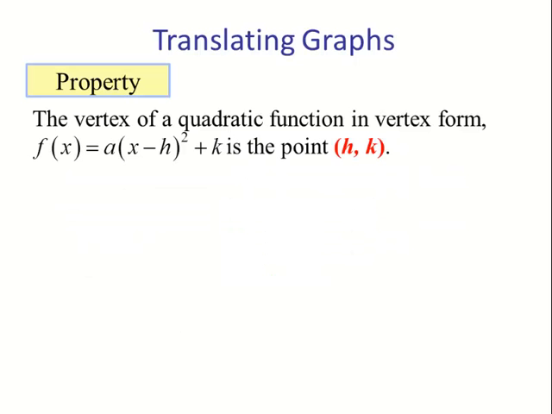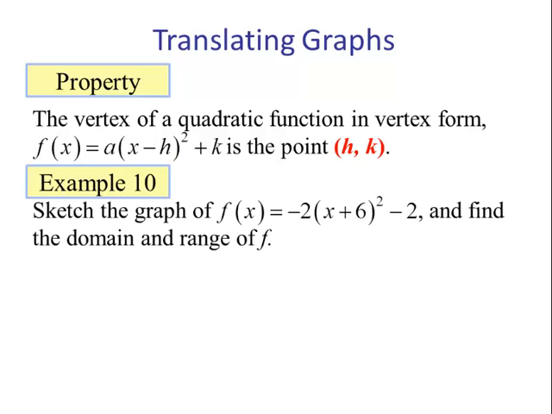Lesson objective: translating graphs. Property: the vertex of a quadratic function in vertex form, f of x equals a times x minus h squared plus k, is the point (h, k). We saw that in the previous 3 examples in this video.